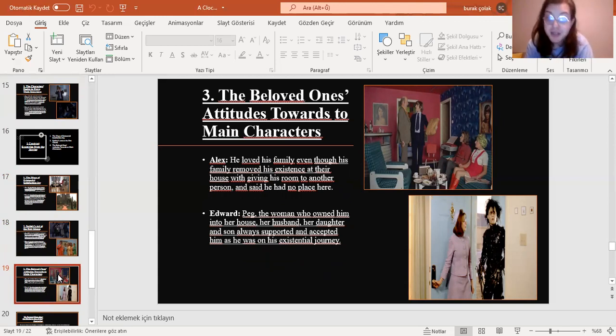But on the other hand, Edward, actually, we have to talk about Peg, the woman who took him into her house, and her husband and her daughter and her son always supported and accepted him as he was. And they all supported his existential journey without questioning, which is beautiful and contrasting.